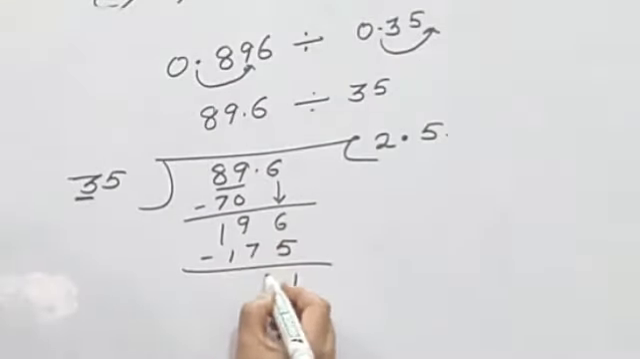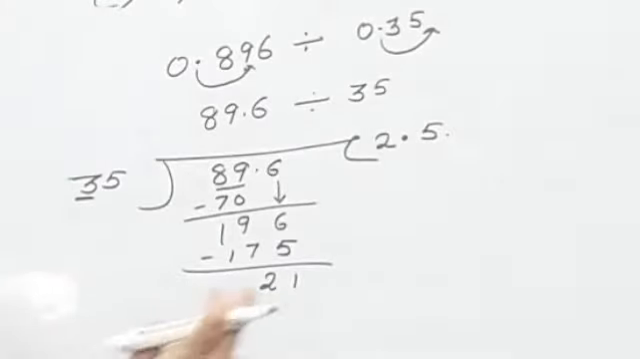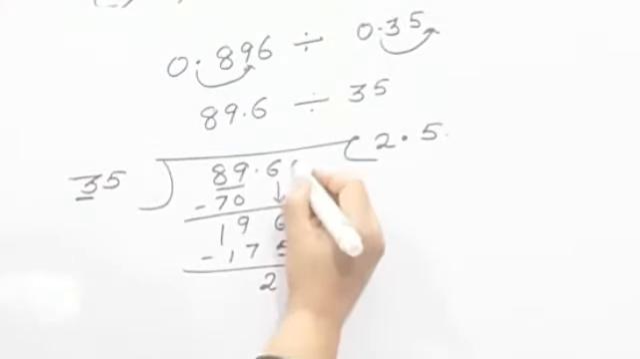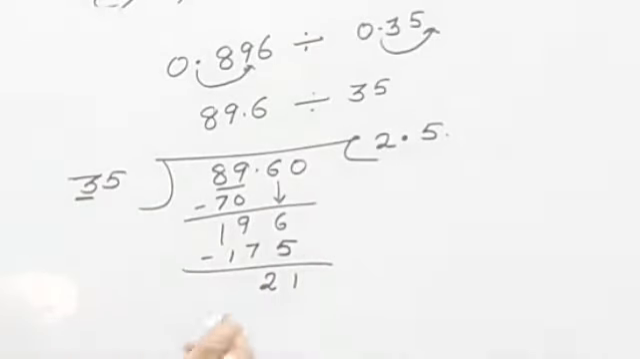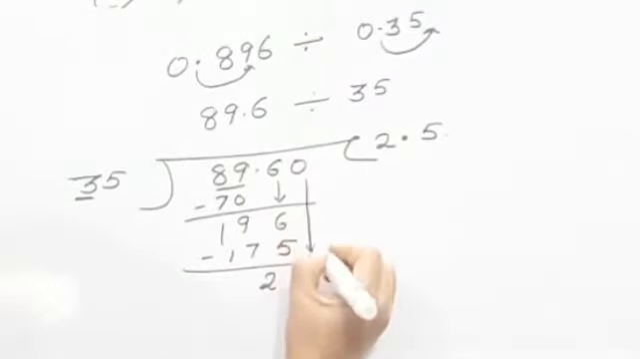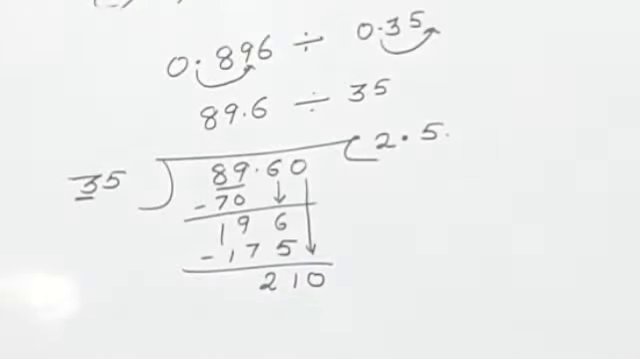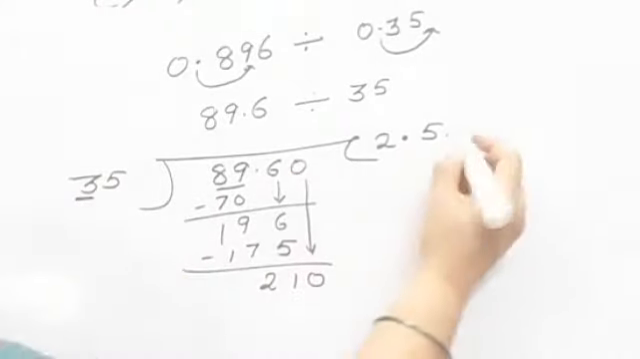9 minus 7, 2. There is no number to bring down, so we can add 0 at the extreme right of the decimal place, and that 0 is brought down. So it will go how many times? If you see 3 7s are 21, but when you bring the carry it will be more than 200. So it goes how many times? 6 times.